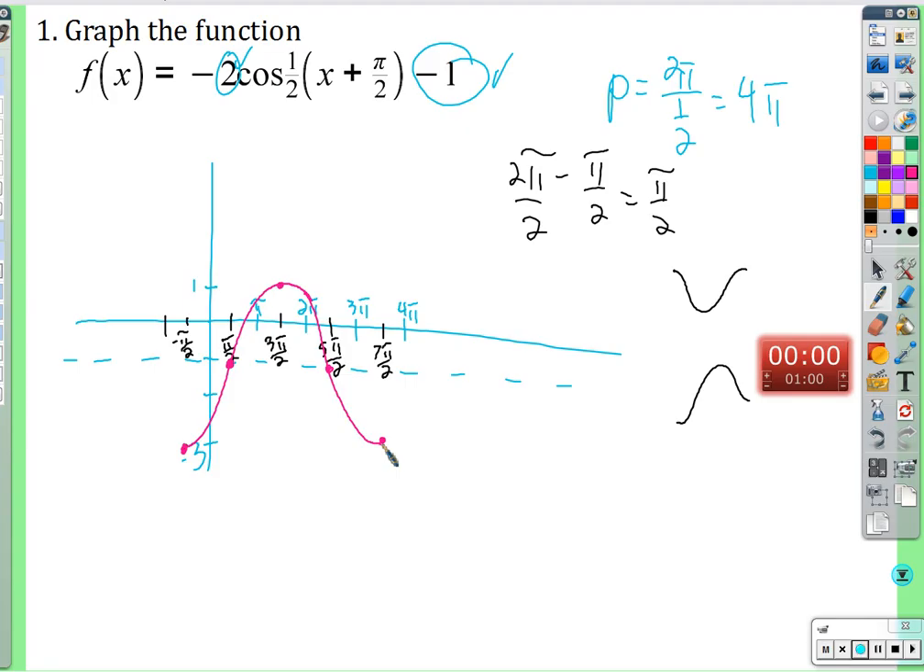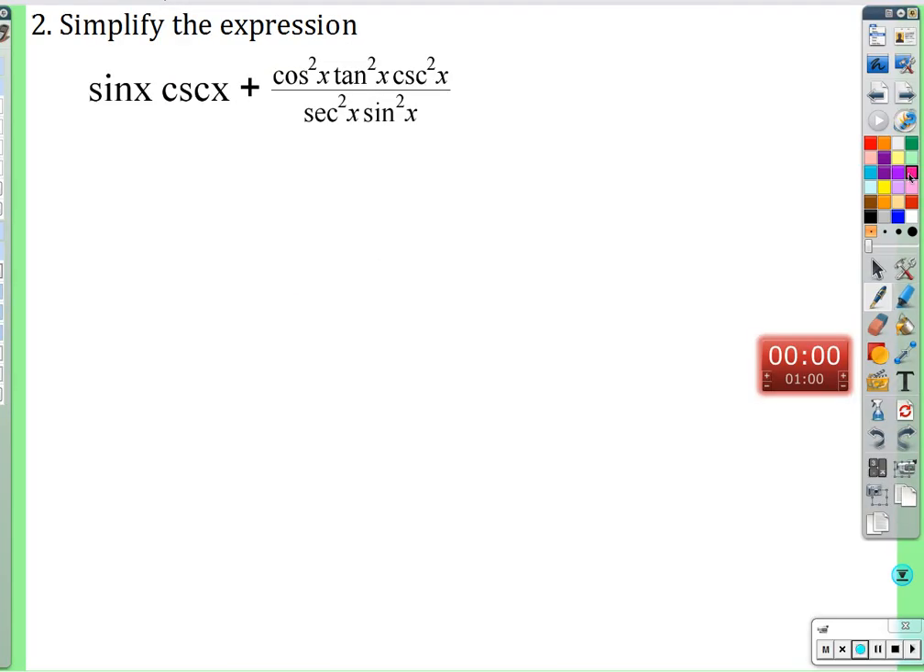Okay. Next one then, I guess. Sine and cosine, what can we do about that? They would cancel each other because sine x over 1 is sine, and 1 over sine x is cosecant. So, all right, we got a 1 there.